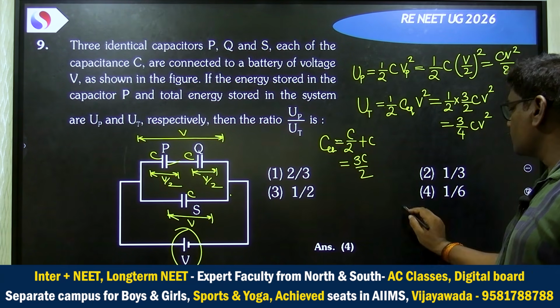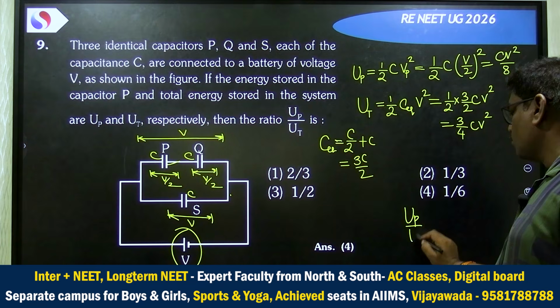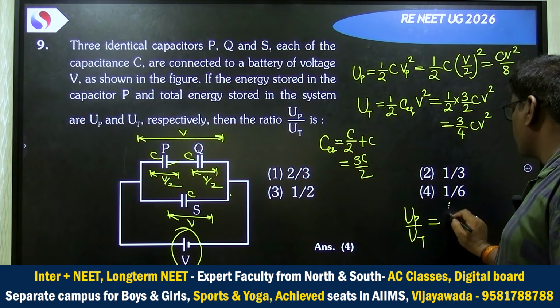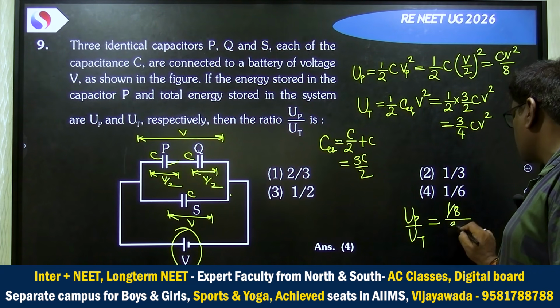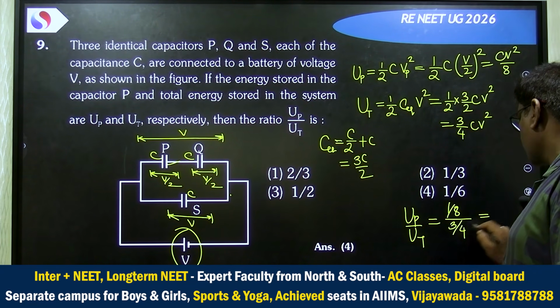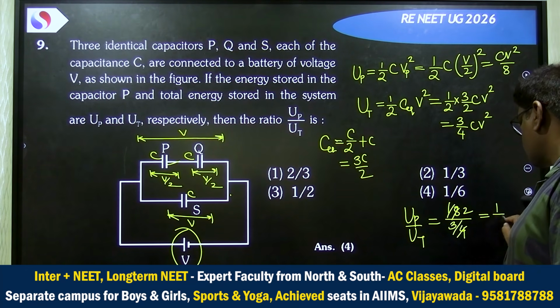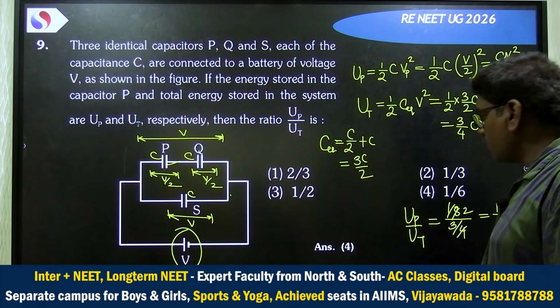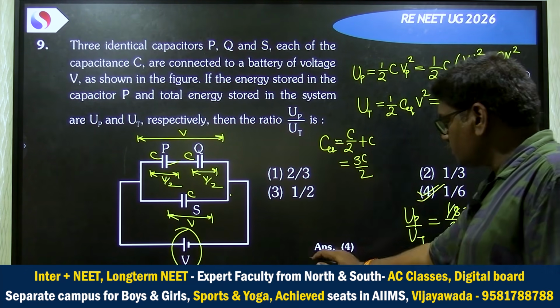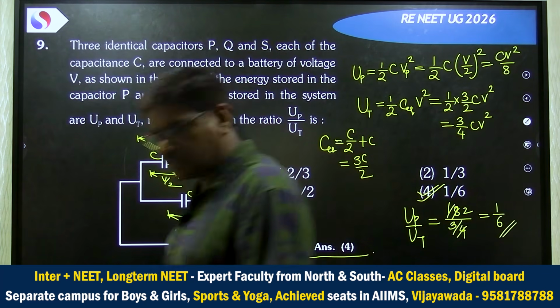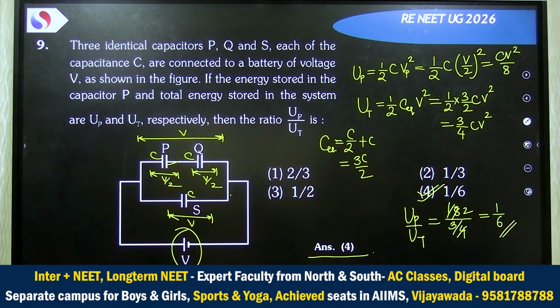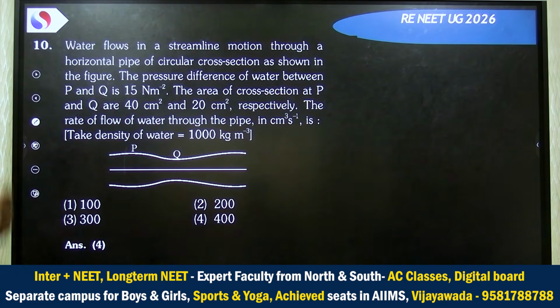We have to find out this ratio, UP by UT, which gives us 1 by 8 divided by 3 by 4. And I got 1 by 6. So 1 by 6 is the right answer, going with option 4. Alright, student. Yes, little calculation, but definitely a direct question of series and parallel. Move to the next question, question number 10.